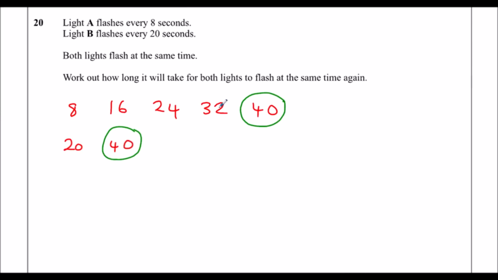Another way of finding the lowest common multiple is to break them down into their prime factors. So 8 is 4 times 2, and 4 is 2 times 2, so we've got 2 times 2 times 2. And 20 is 2 times 10, and 10 is 2 times 5.